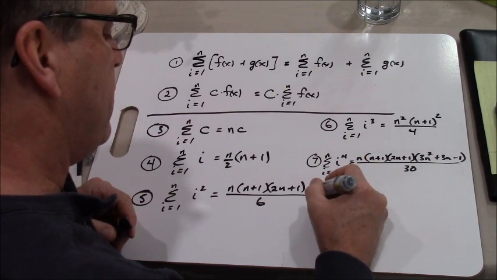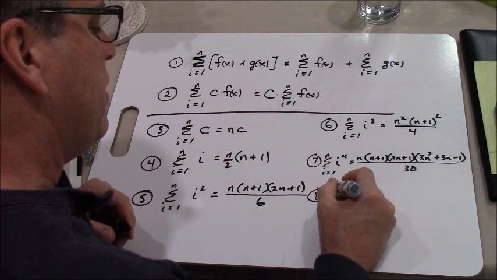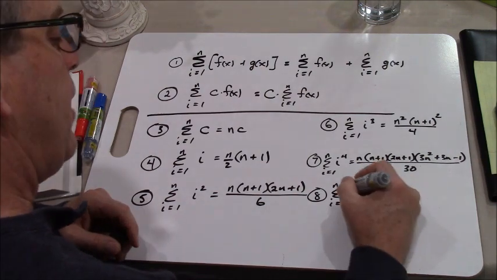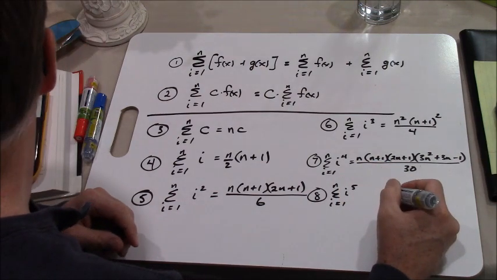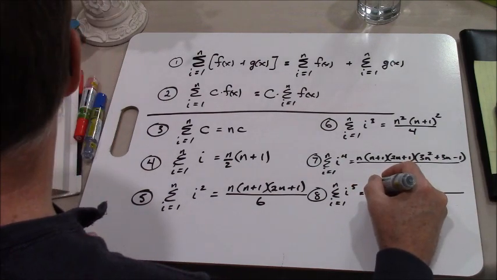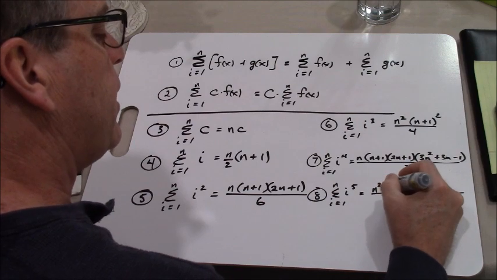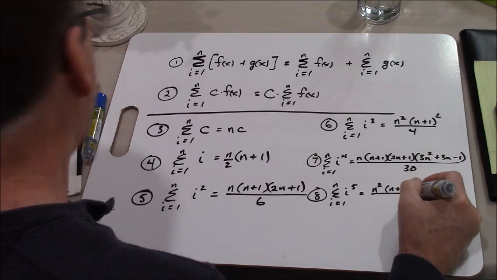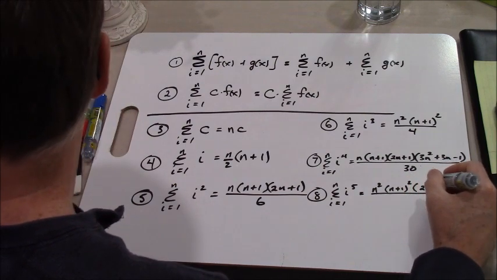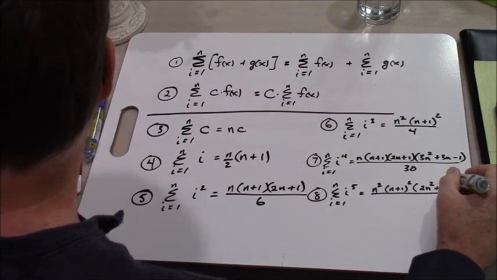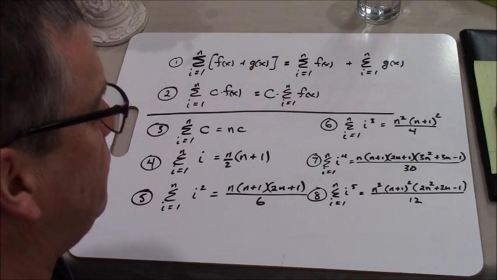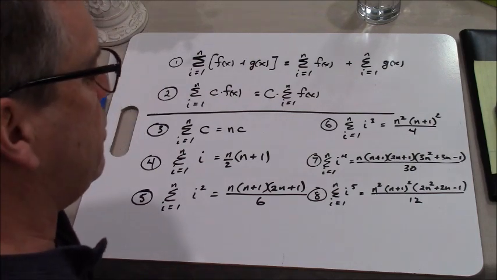All right, one last one. Number 8. Summation for i equals 1 to n of i to the 5th. And that's going to equal n squared times n plus 1 squared times 2n squared plus 2n minus 1 all over 12. And that's probably just as messy as the last one.